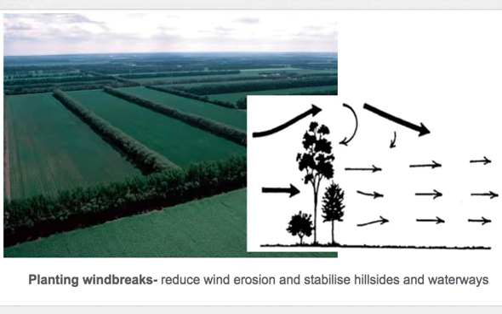So also another way to prevent wind erosion is planting windbreaks. And you can see in the picture here what the farmers have done is they've planted a row of trees surrounding their crops. And what those trees will do, as you can see in the diagram, is those strong winds will be broken by the trees and will reduce the strength of the wind, and that will help prevent wind erosion. It also helped to stabilise the hillsides and waterways with the soil.